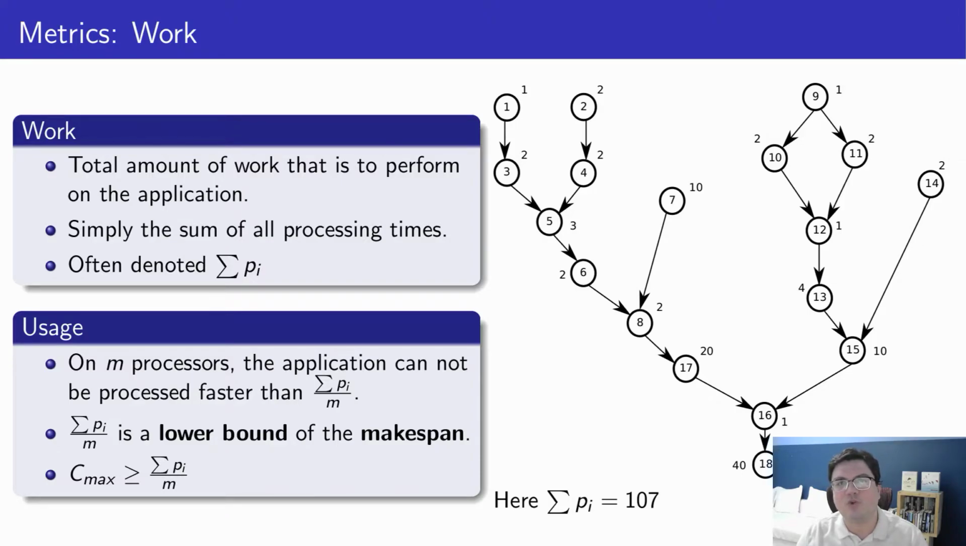Because there can be no superlinear speedup, we also know that on M processors, the application will take at least sum pi over M units of time. Using two processors, making the lemon pie will take at least 53.5 units of time, and probably more. The time it will take to execute the application on some number of processors is often called the max span. The work metric provides us a lower bound on the max span for any number of processors.